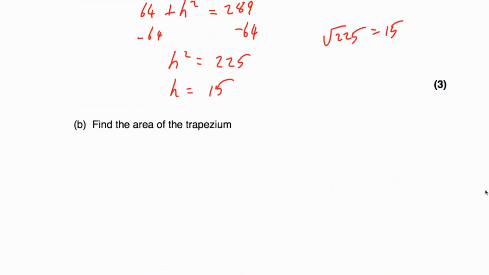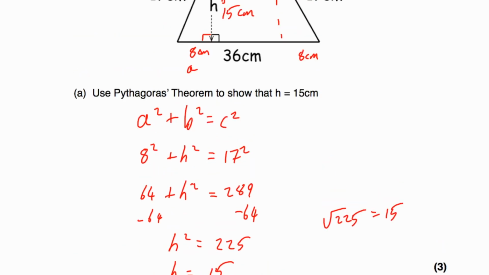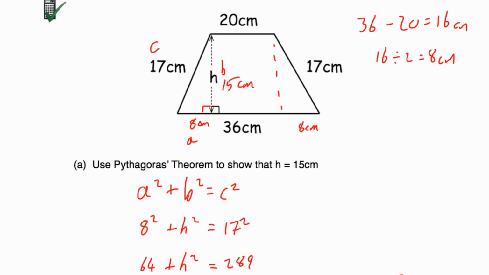Okay, part B. Part B says to find the area of the trapezium. The area of the trapezium is given by half of a plus b, times the height h. If we go back up, our a and our b are the two parallel sides, so let's label them again, and the height of the trapezium is 15. So a is equal to 20, b is equal to 36, and h is equal to 15.